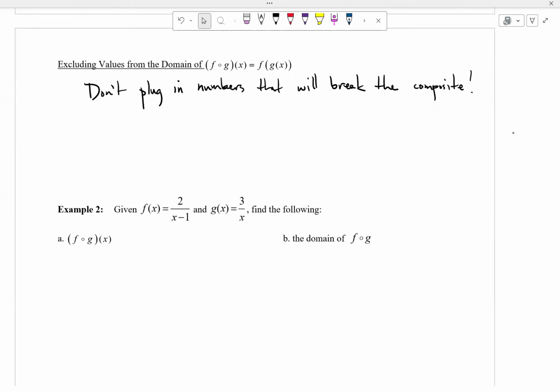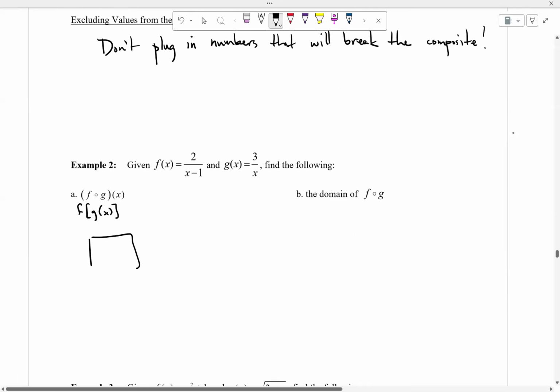Let's think about this as a machine. I'm going to rewrite this again just because it's more intuitive for me. You don't have to if you don't want to. According to this, X goes into G, and then that output goes into F. So I'm going to make my little machine here. My first machine is going to be G. I'll put G in the corner, and I'm going to explicitly say that it's 3 over X.